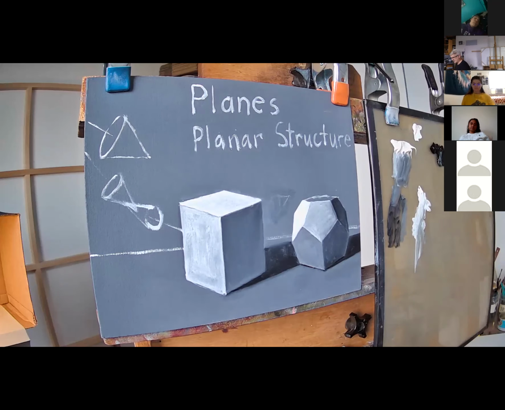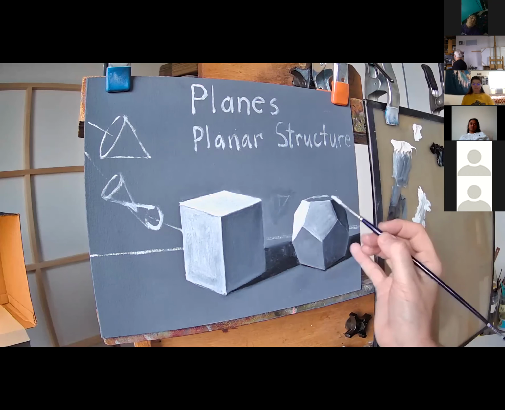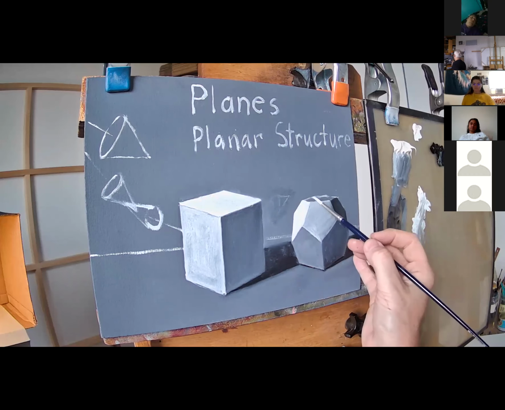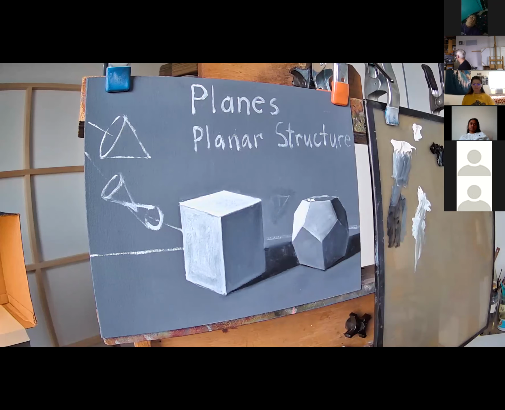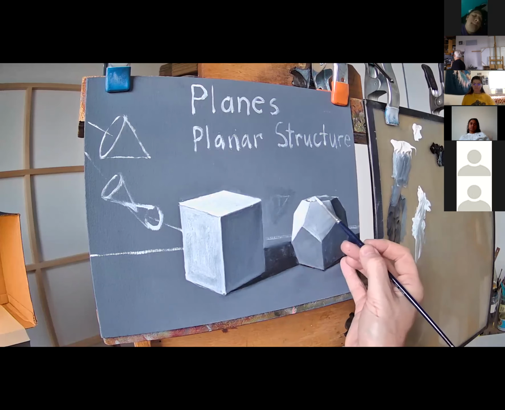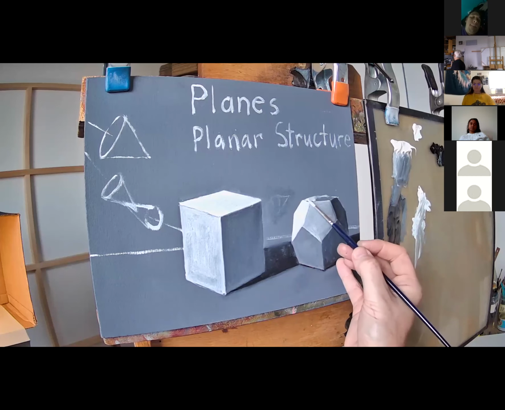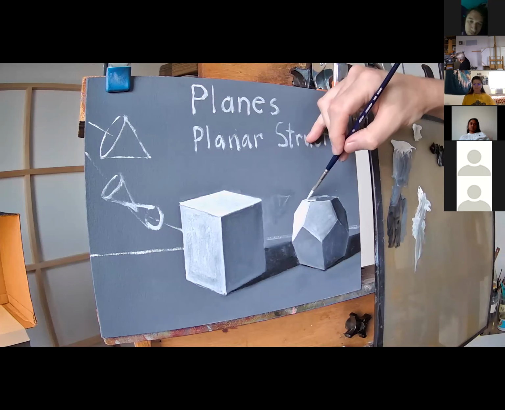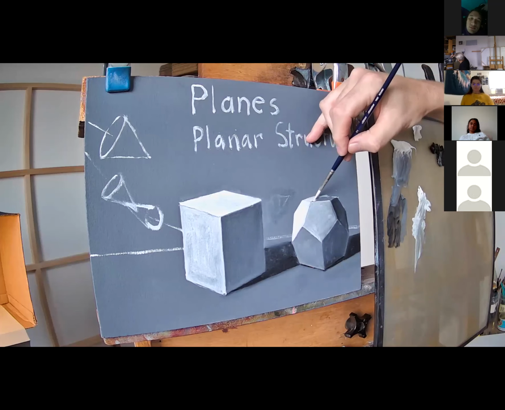I forgot one plane. So I think the top's going to be slightly darker than the brightest plane, maybe a little bit, but a little bit lighter than this.